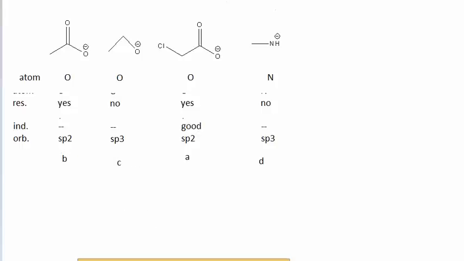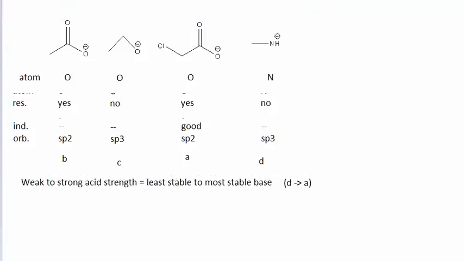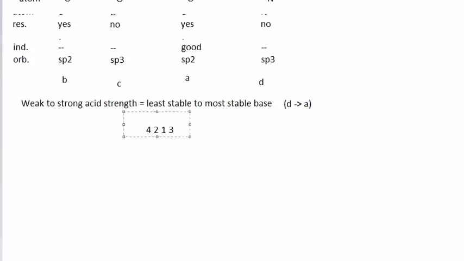The question asks us for weak to strong acid strength, so we're looking from least stable to most stable, so we're going D, C, B, A, and that will look like this. Okay, hopefully you're getting the hang of this by now. We're going to do slightly more difficult problems now.